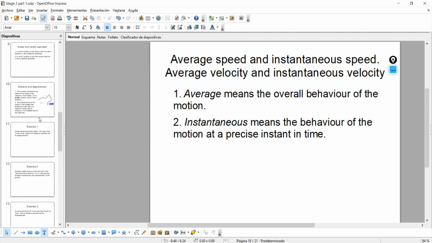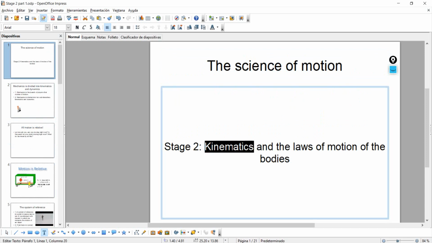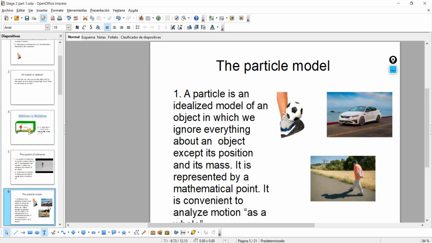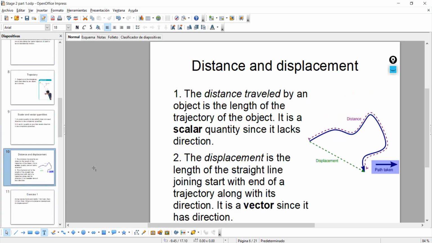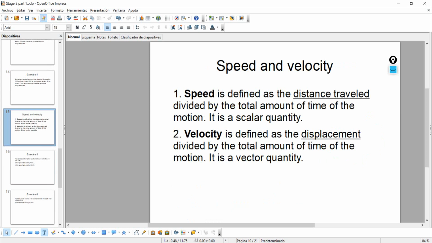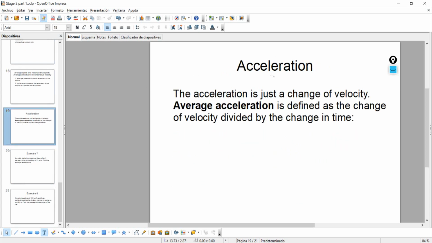Remember, what have we seen so far in relation to kinematics? Remember, what was kinematics? It's the study of motion itself. Kinematics doesn't study the causes of the motion, right? And we have seen a lot of things. Motion is relative, what the system of reference is, what a particle is, distance and displacement, very simple concepts. And then we studied speed and velocity, which was the last thing we saw. And right now we're gonna take a look at acceleration.